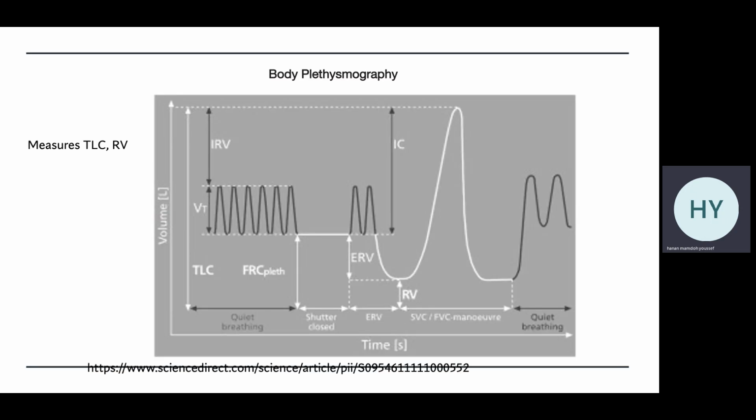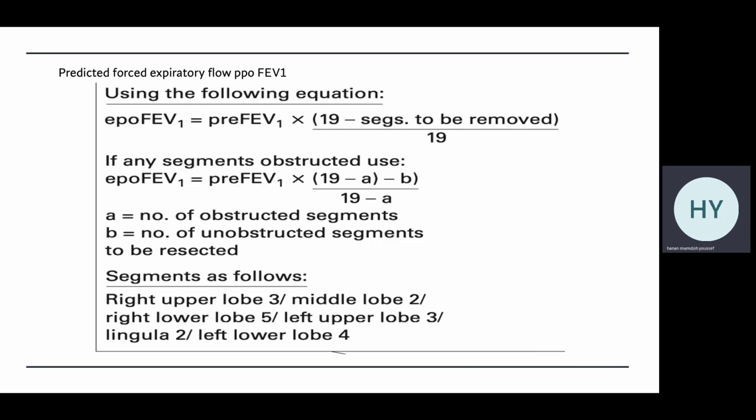There's another test, body plethysmography. Body plethysmography measures the total lung capacity and RV, which is important in patients going through lung volume reduction, when we make sure that the patient has hyperinflated lungs and is eligible for reduction surgery. An important formula that is used in day-to-day activities when assessing the patient for lung resection is the post-operative FEV1.